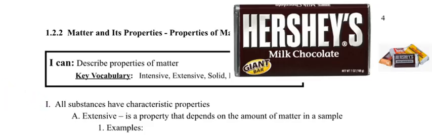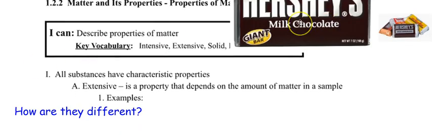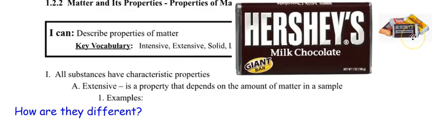So my question for you is, how are these two chocolate bars different? Obviously one's giant and one's a miniature. So how are they different? Well, they're different only due to the size. They're only different due to the amount that's there. So what kind of things can I use to describe this giant bar, here, I'll scroll it down again, and the miniature bar that depend on size?